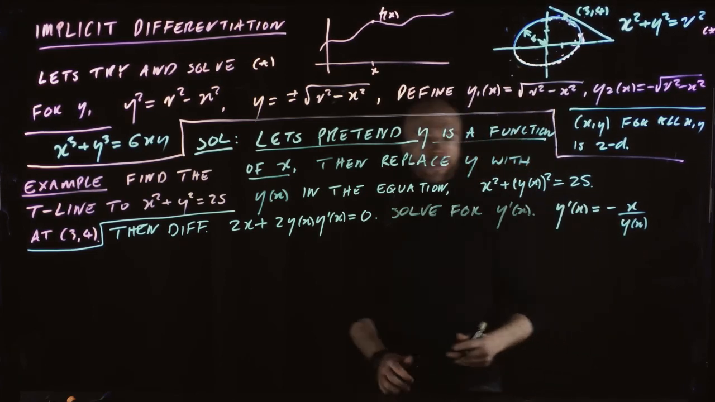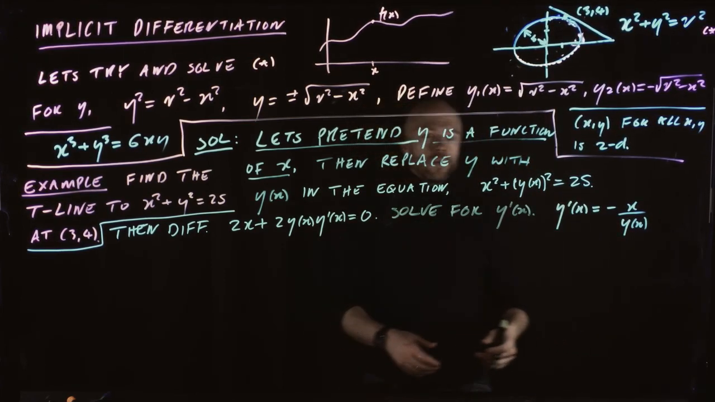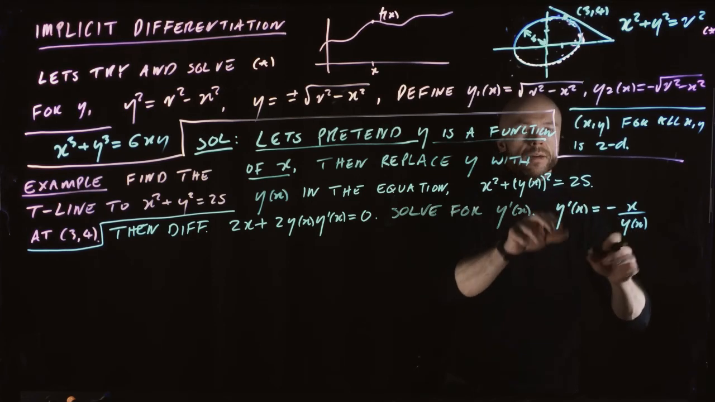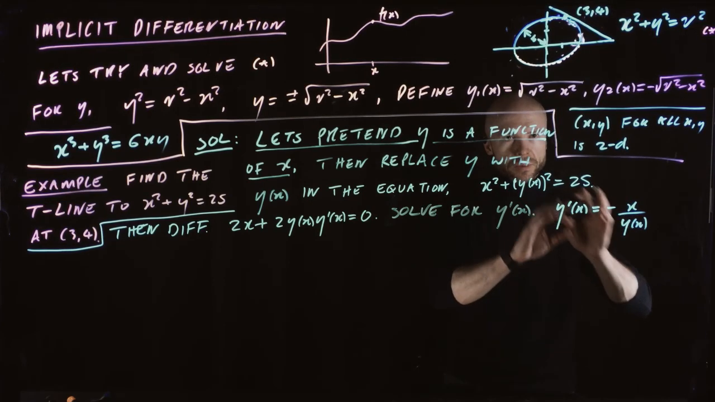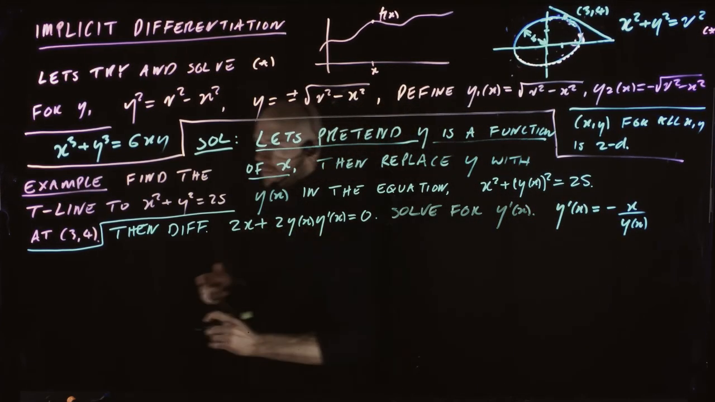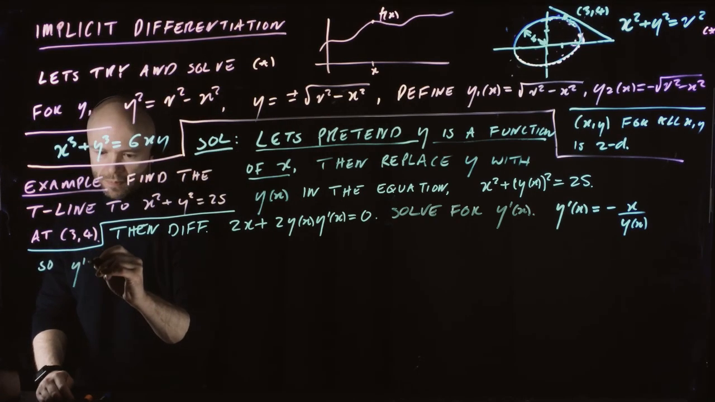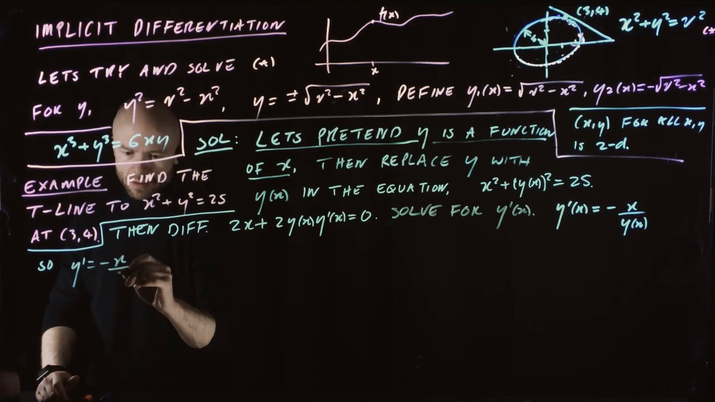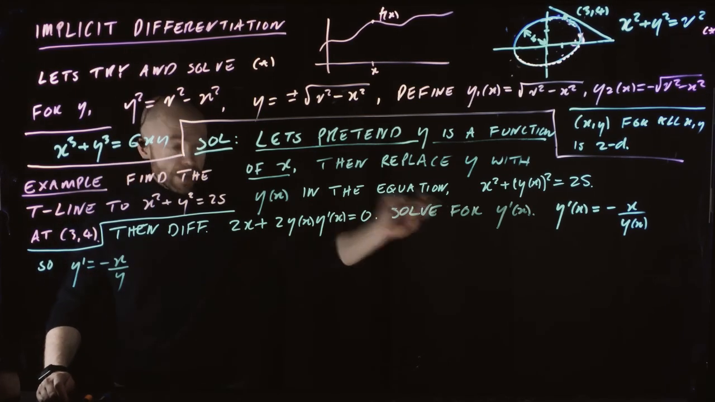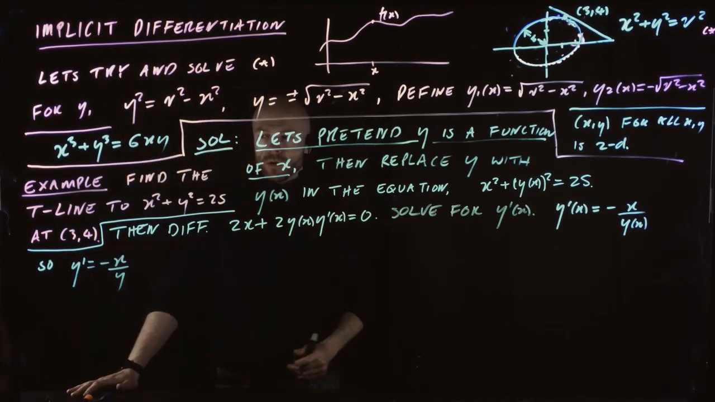Having done all the differentiation, we now no longer need to write y prime of x. We can now just write y prime. So finally, y prime equals minus x over y of x. Sorry, minus x over y, because we're not writing y of x anymore.